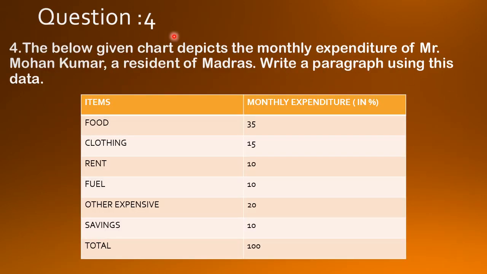Next, question number 4. The chart given below depicts the monthly expenditure of Mr. Mohan Kumar, a resident of Madras. Write a paragraph using this data. So here are the data items and monthly expenditure in percentage. Food 35%, clothing 15%, rent 10%, fuel 10%, other expenses 20%, and saving 10%. So the total comes to 100%, divided in the form of monthly expenditure in percentage. Now we are going to write the answer for question number 4.